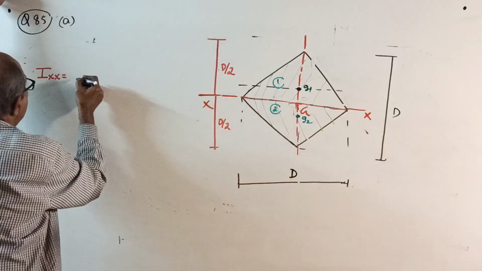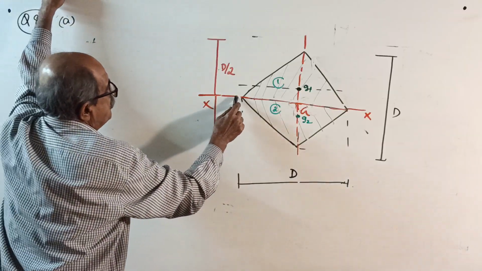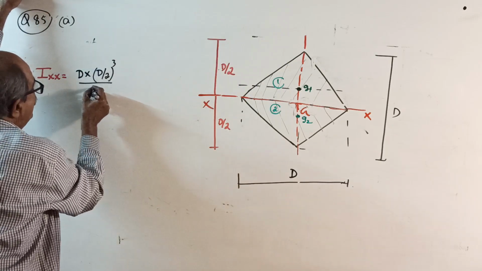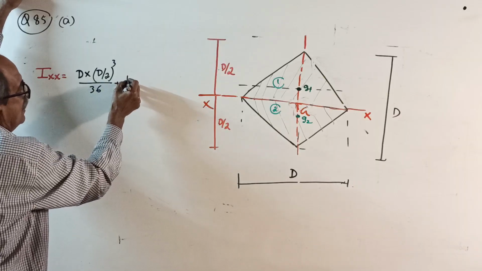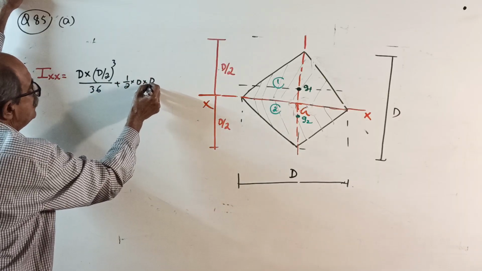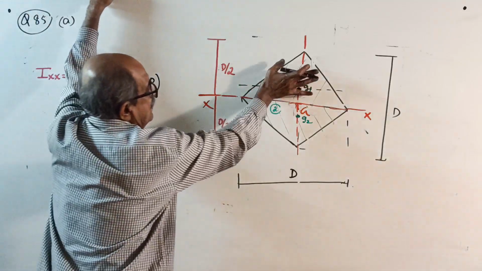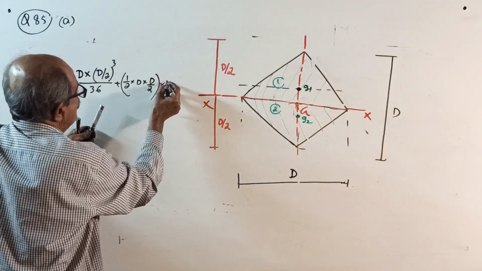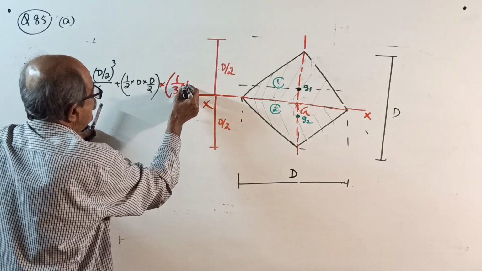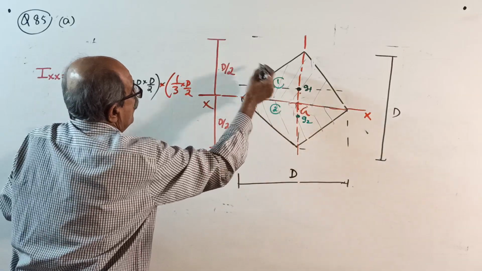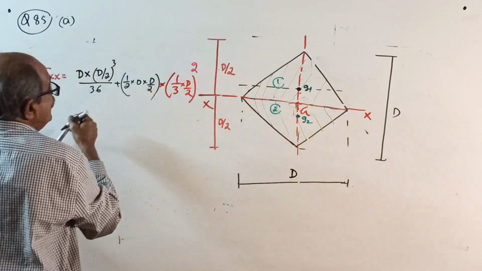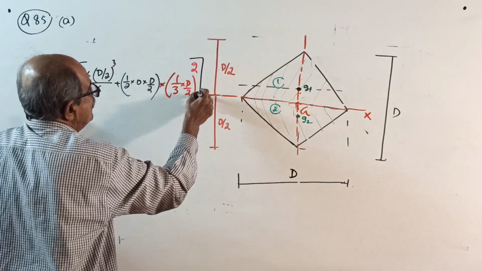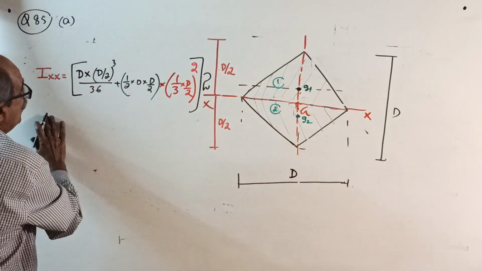Parallel side, D, into perpendicular side, D by 2 cube divided by 36, plus half into D by 2 is the area, this area into this distance square, into 1 by 3 of D by 2, 1/3 of D by 2 whole square. Then without forgetting, this is for upper triangle, whatever you get, multiply by 2.